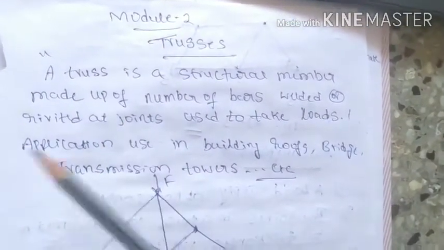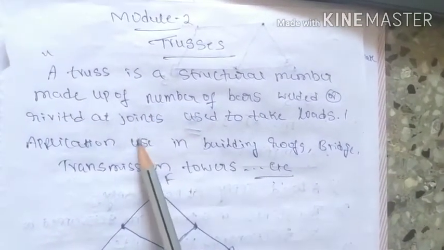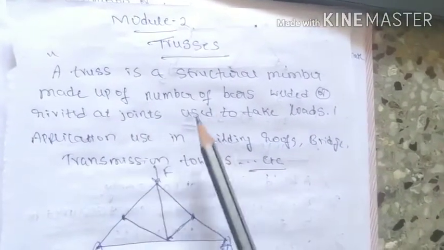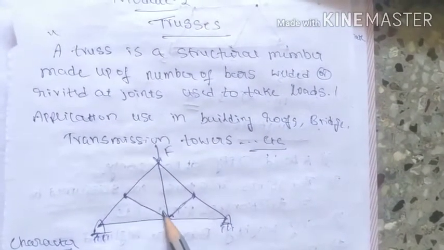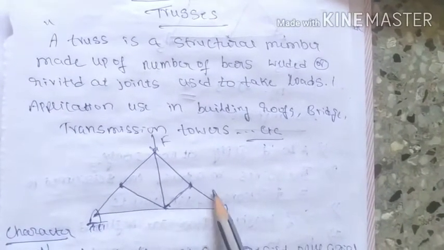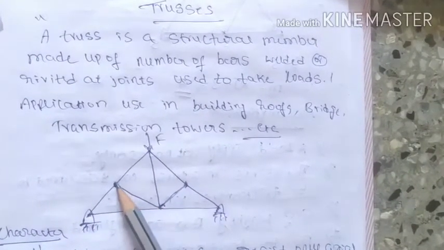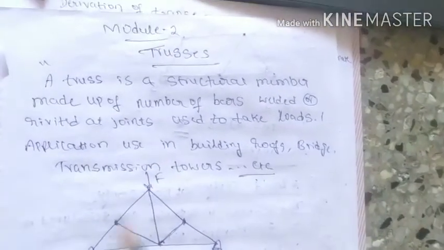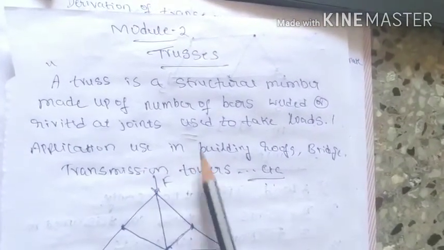So, what is a truss? A truss is a structural member made up of a number of bars welded or riveted at joints, used to take up loads. So a truss is not made up of one member, it is made up of a number of bars. They are the same type of bars, but there is more than one. They are connected together to make a rigid structure. These bars are connected either by a welded joint or a riveted joint. The usual applications are in buildings, roads, bridges, transmission towers, mobile towers, etc.